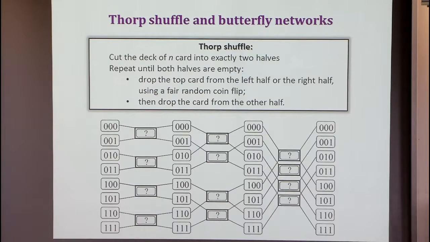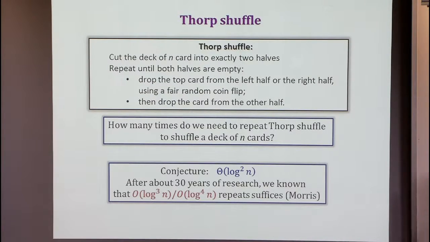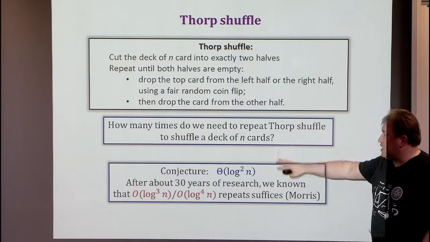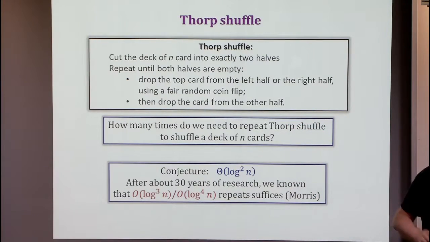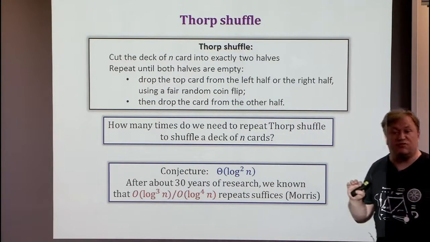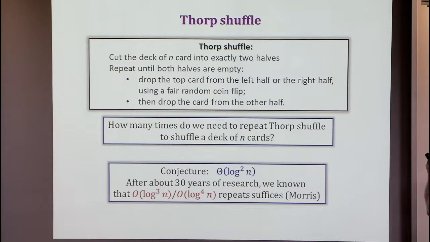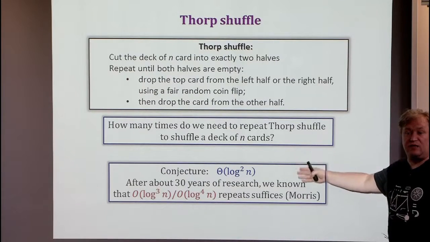Okay, so there has been some study of the Thorp shuffle. I don't know if many of you are familiar with it or not. There has been some conjecture that log n square layers in butterfly networks will suffice, or log n square Thorp shuffles. For a long time it was unclear whether we can get polylogarithmic.